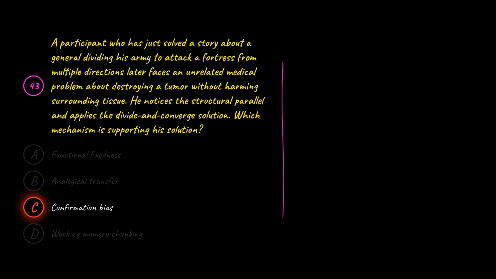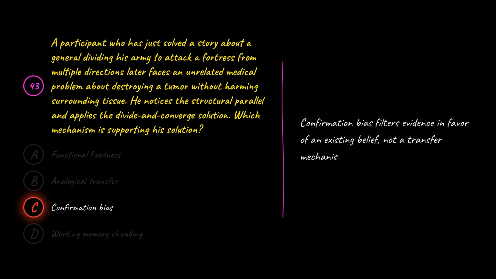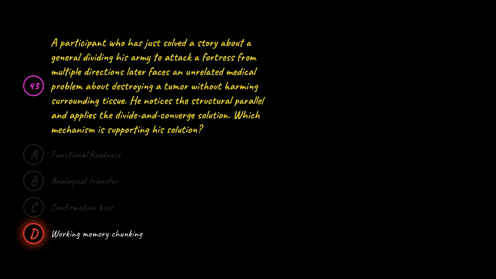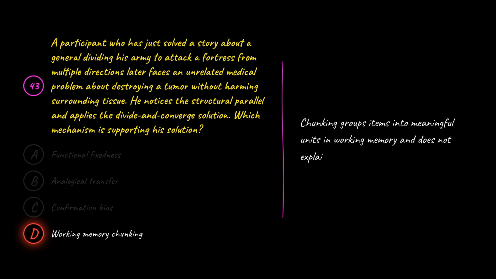C is wrong because confirmation bias filters evidence in favor of an existing belief, not a transfer mechanism between problem domains. D is wrong because chunking groups items into meaningful units in working memory and does not explain cross-domain solution transfer.